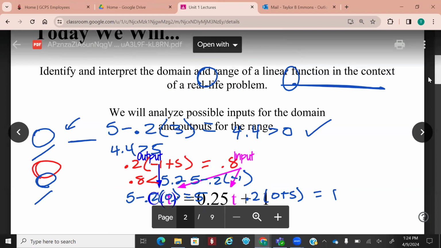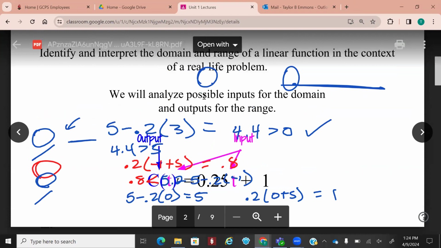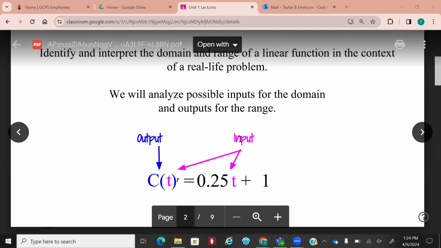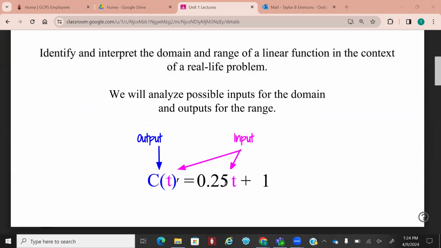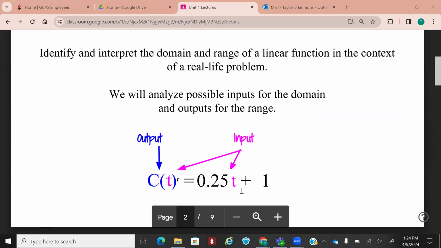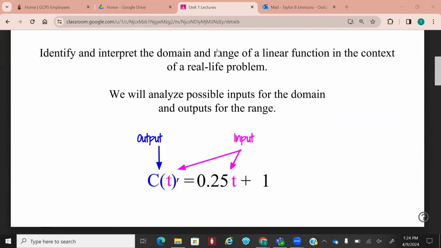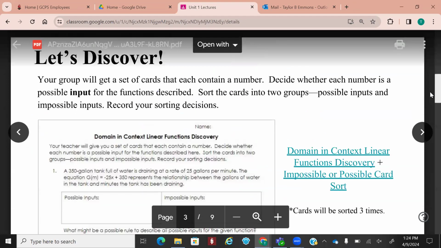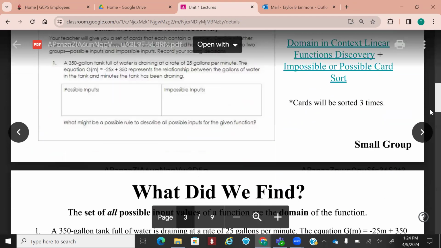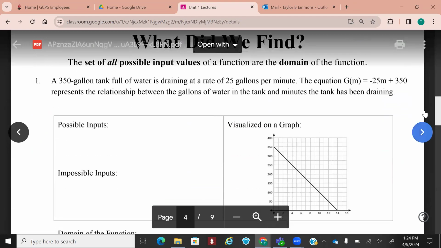Okay, so we're going to talk more about input and output. Input is our domain values. That's our t or our x. Output is what is produced after what we plugged in. Okay, so we're going to skip over this one. On this one, it says the set of all possible input values of a function are the domain. We just talked about that. These are your x values.